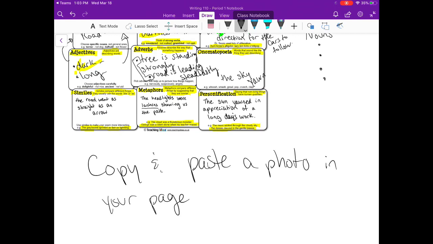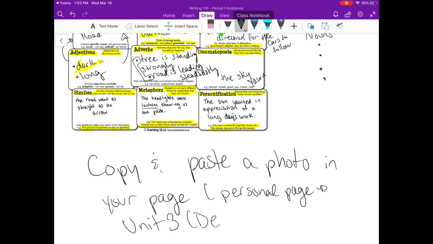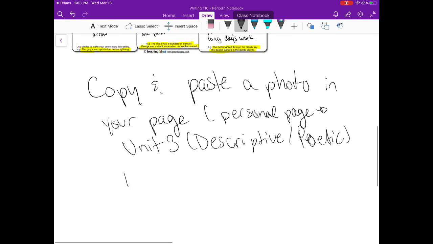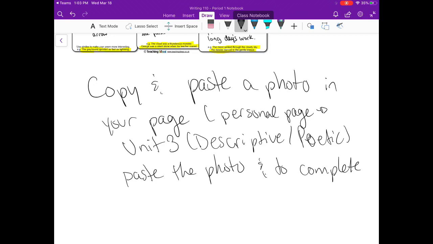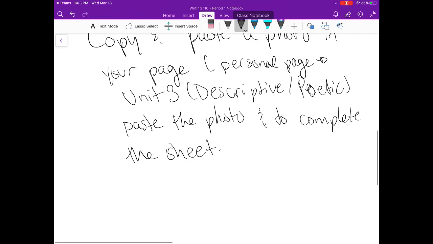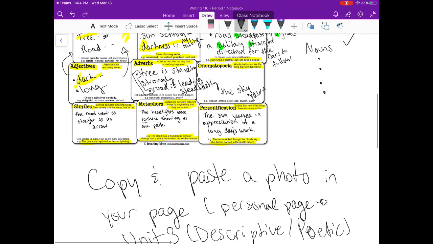your page. For these, what we're going to do is we're going to go underneath your personal page. Go to your unit 3, descriptive or poetic. And then you are going to paste the photo and complete the sheet. I'll copy and paste another one below, and I'm actually going to keep all that in there so that you can kind of see what's going on.